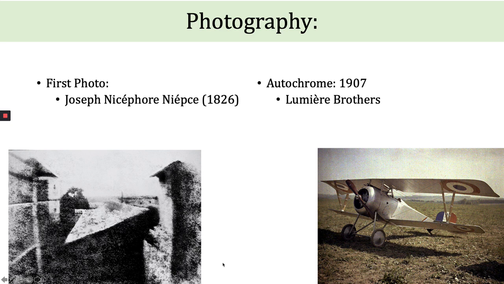And then in 1907, the Lumière brothers, a couple of French photographers and filmmakers, said if we use a blue, green, and yellow plate, we can create the sense of color. And so the first color plating was used in 1907, but it wasn't widely used until the 1970s.